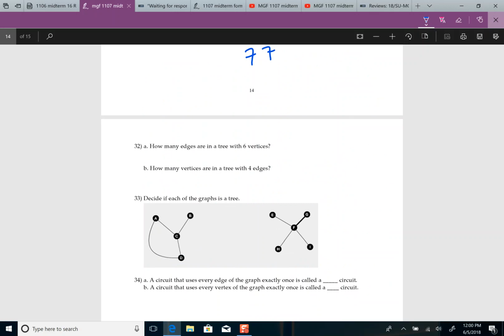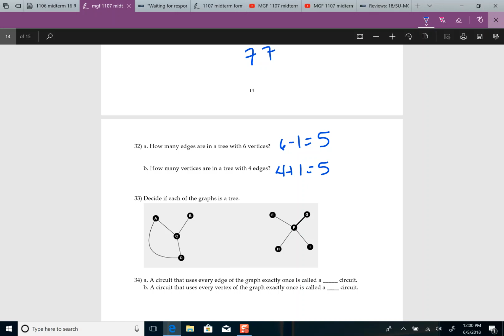Alright, so this says how many edges are in a tree with 6 vertices. So that would be 6 minus 1 is 5. And then how many vertices are in a tree with 4 edges? That would be 4 plus 1 is 5.